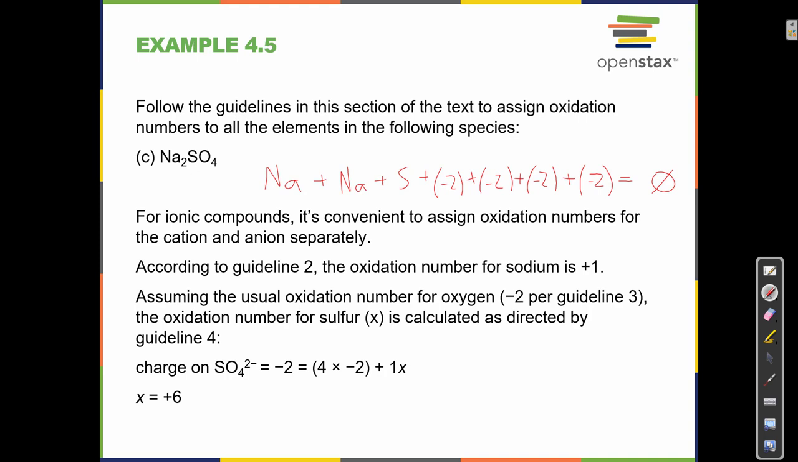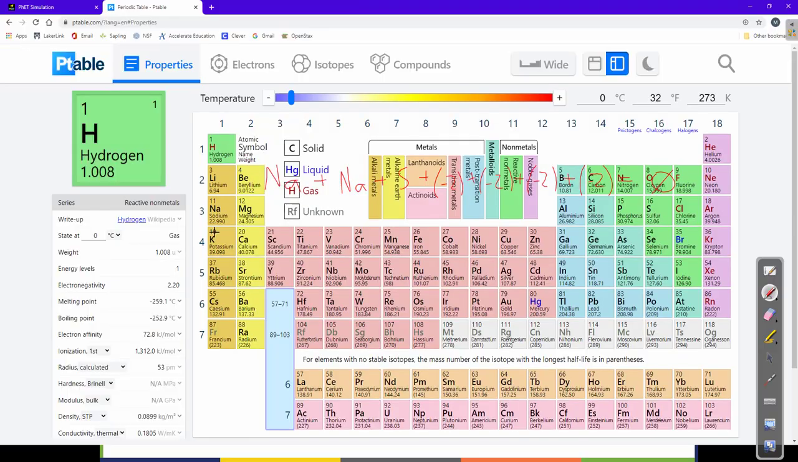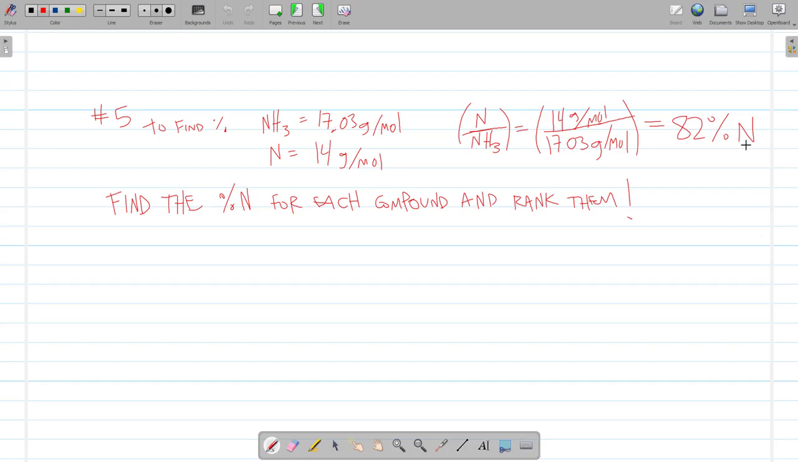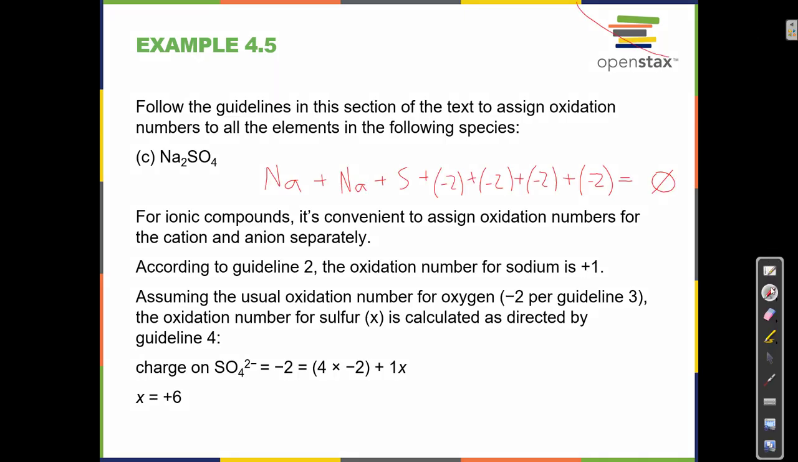Okay, Na. One of my rules is that, I guess that's not a rule, but Na is going to have an oxidation state of plus 1. The elements that are in this column can only have oxidation states of plus 1. And the elements that are in this column can only have oxidation states of plus 2. So sodium can only have an oxidation state of plus 1. So we know what sodium is too. It must be plus 1.